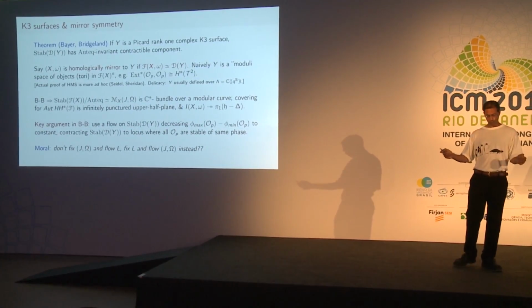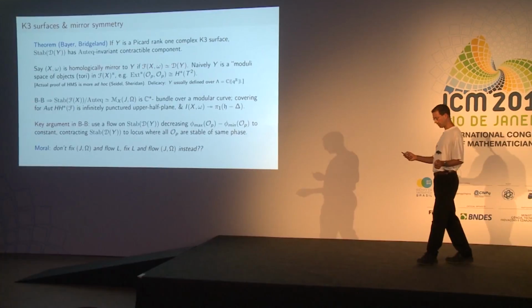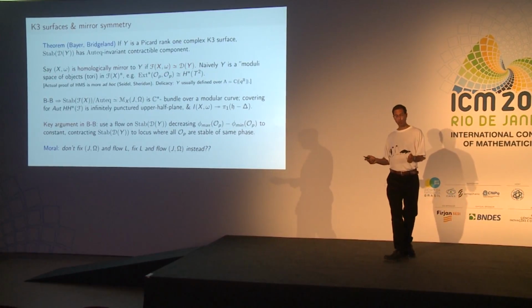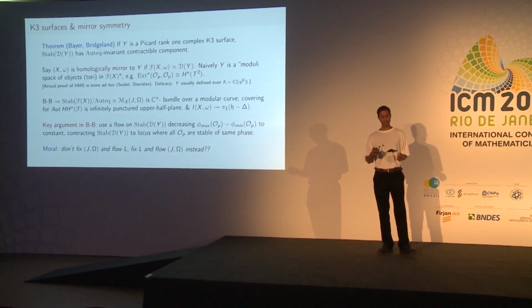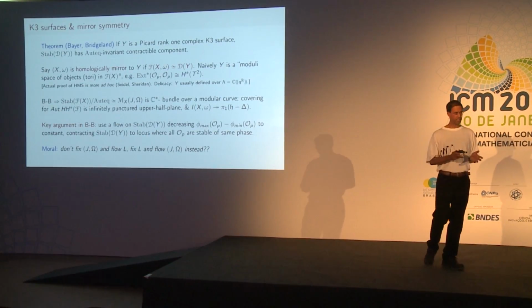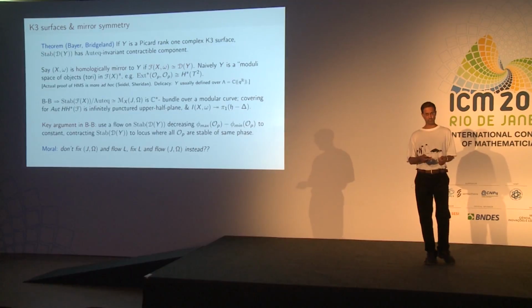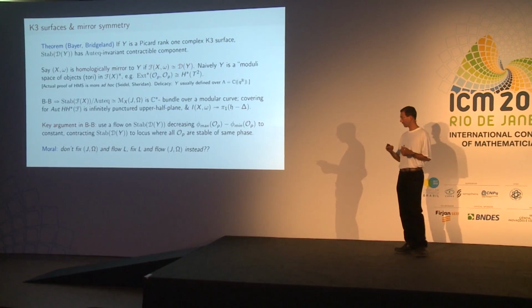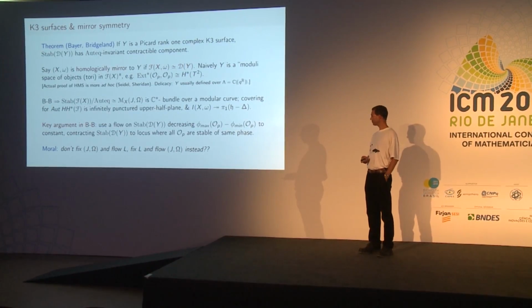And they look at the difference between the maximum and minimum of these slopes and try and write down a flow which lets one decrease that until eventually it becomes 0 and the skyscraper sheaf becomes stable. And then they analyze by hand stability conditions where that property is true, where skyscrapers are stable.